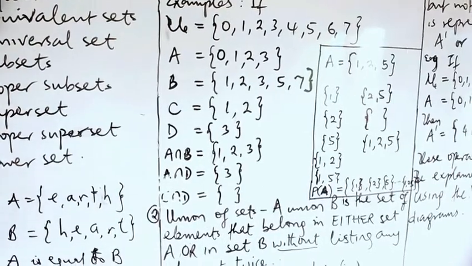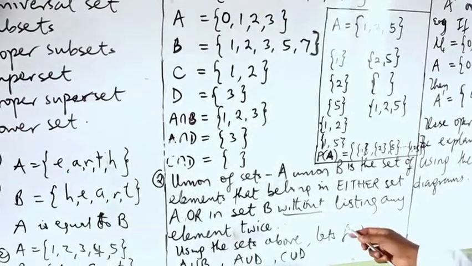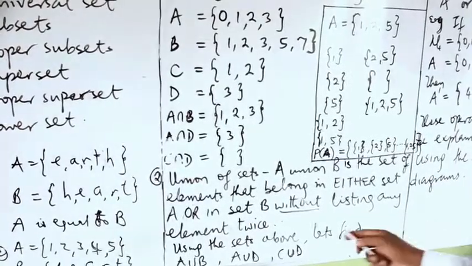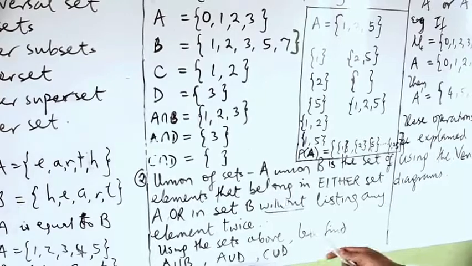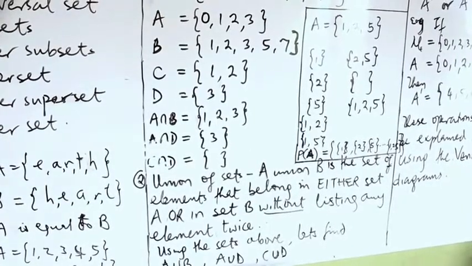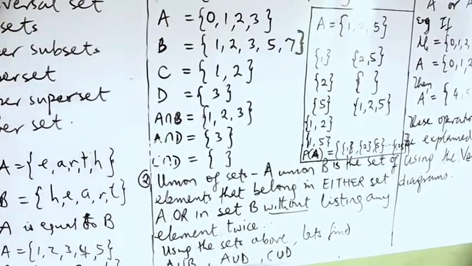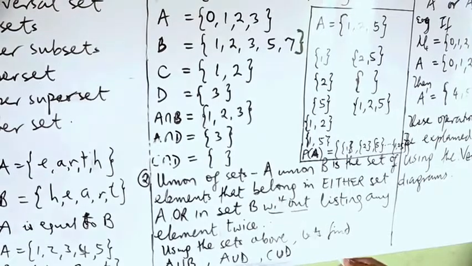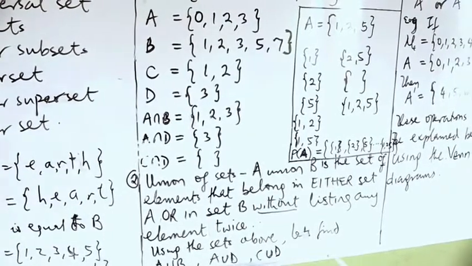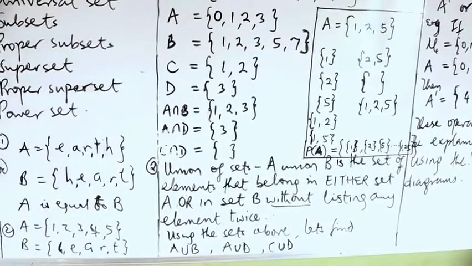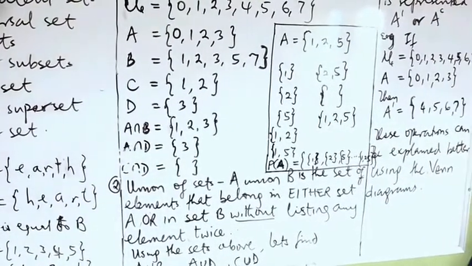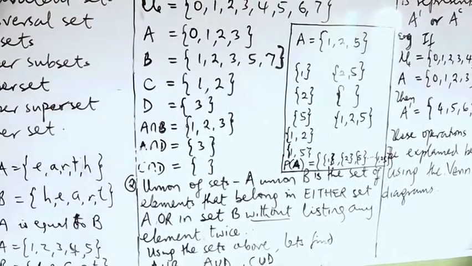Then we go to union of sets. A union B is a set of elements that belongs in either set A or in set B without listing an element twice. For example, let me use this example on the board and get what A union B is, what A union D is, and what C union D is.